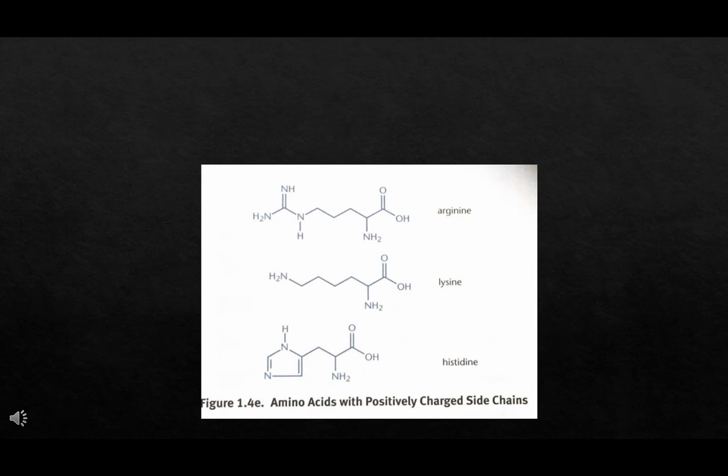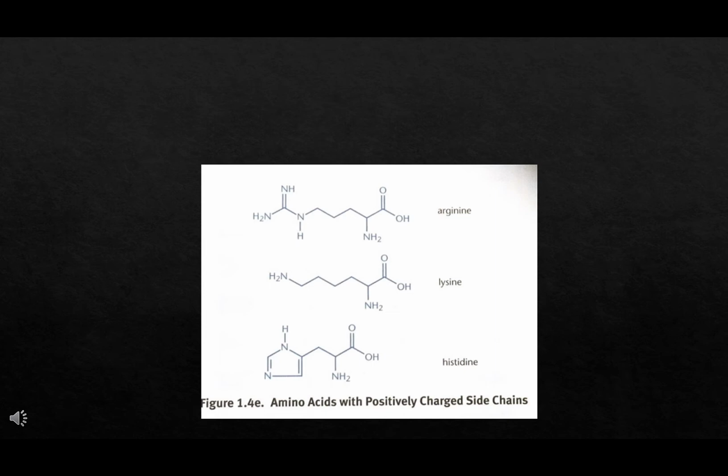Positively charged, basic, side chains. The remaining 3 amino acids have side chains that have positively charged nitrogen atoms. Lysine has a terminal primary amino group, while arginine has 3 nitrogen atoms in its side chain. The positive charge is delocalized over all 3 nitrogen atoms. The final amino acid, histidine, has an aromatic ring with 2 nitrogen atoms. This ring is called an imidazole.